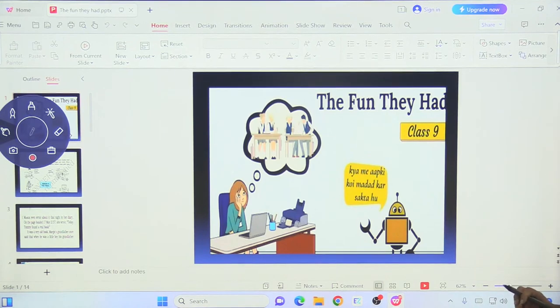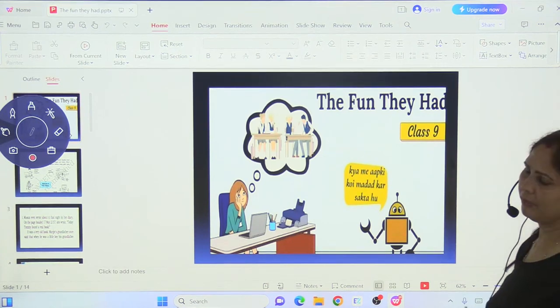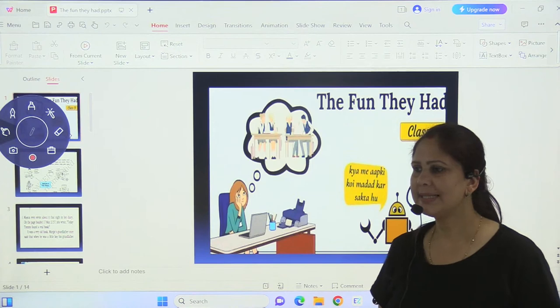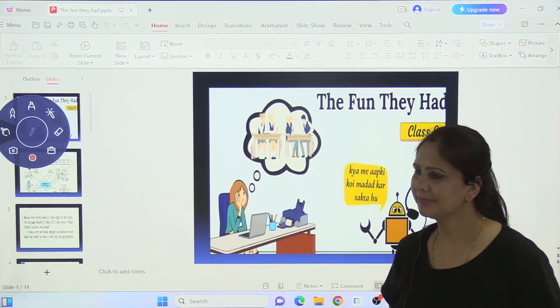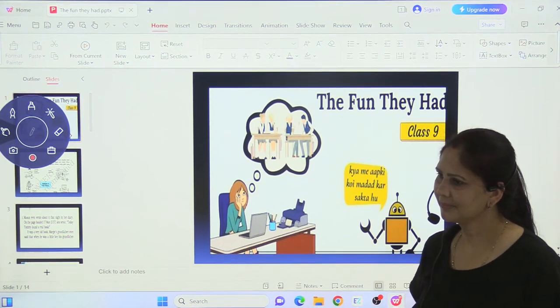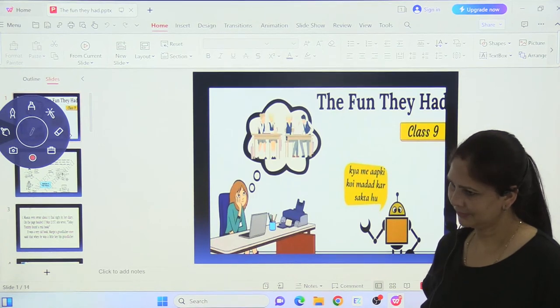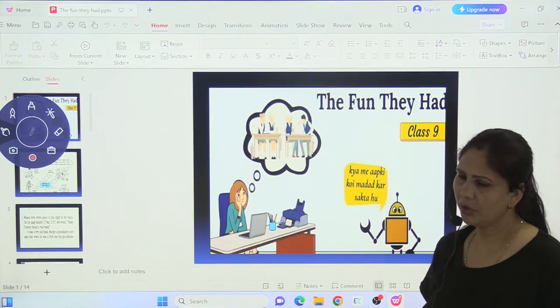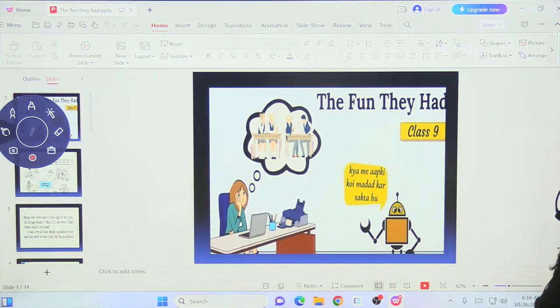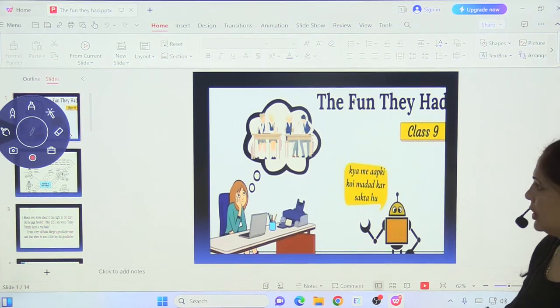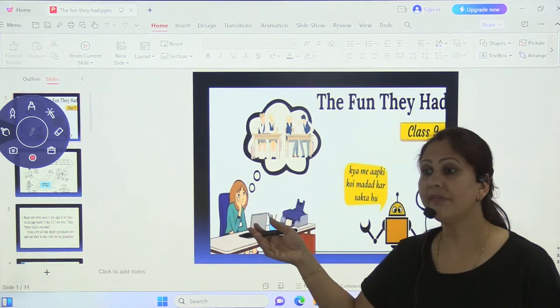Is the slide clear? You have already read this? Okay. So can anybody tell me what kind of a lesson or story is this? What do we call it? What kind of a story? Futuristic. This is a futurist story because we are talking about the future.